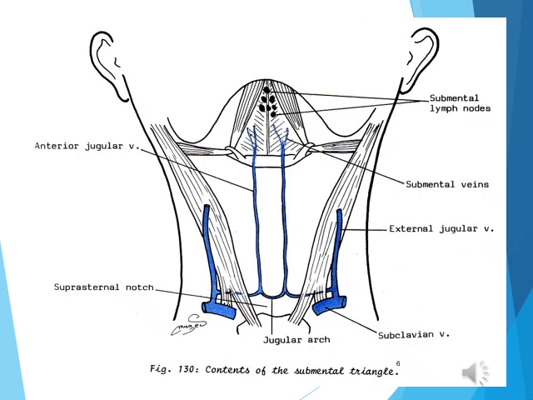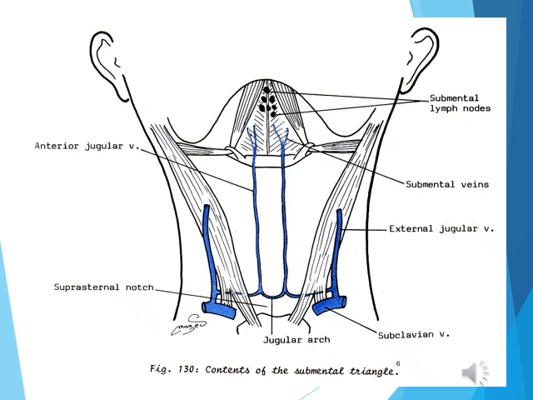Now we move on to the submental veins. These small veins converge to form the anterior jugular vein, which descends along the midline and connects via the jugular arch with the other side, just above the suprasternal notch. The external jugular vein, though more lateral, receives tributaries from the submental region and drains into the subclavian vein, a major vessel returning blood to the heart.